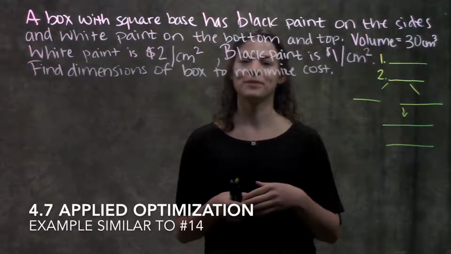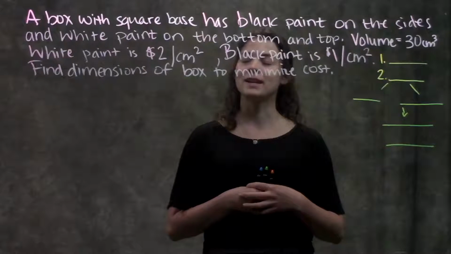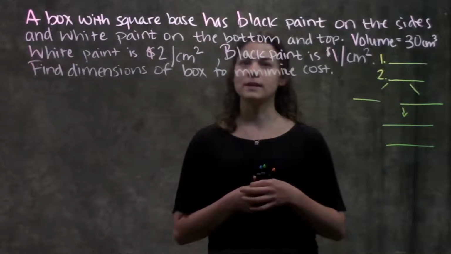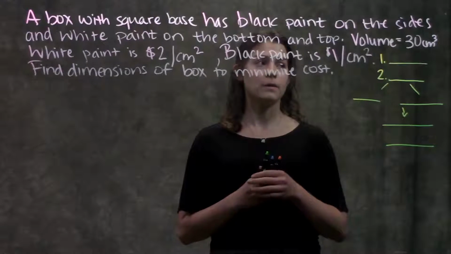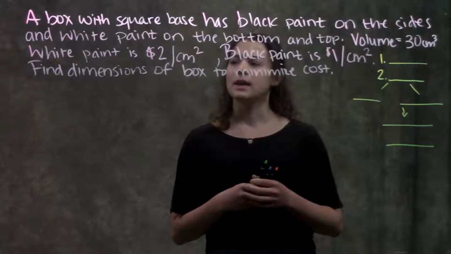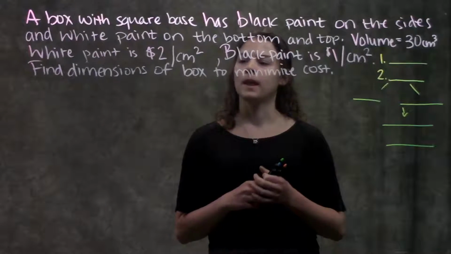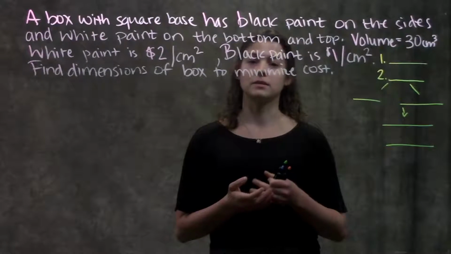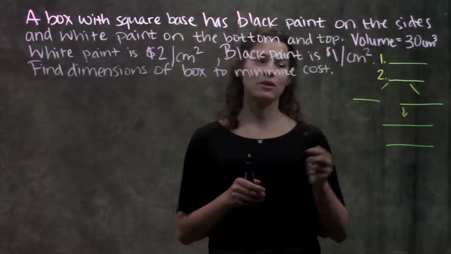that you can apply to other problems in this section. This example we're going to go through is really similar to number 14 in your book, and it tells us that a box with a square base has black paint on the sides and white paint on the top and bottom. The volume of the box is 30 centimeters cubed. It tells us that white paint is $2 per centimeter squared, black paint is $1, and it's asking for the dimensions of the box to minimize the cost. Oh boy. Okay. Well, let's go ahead and start with number 1.